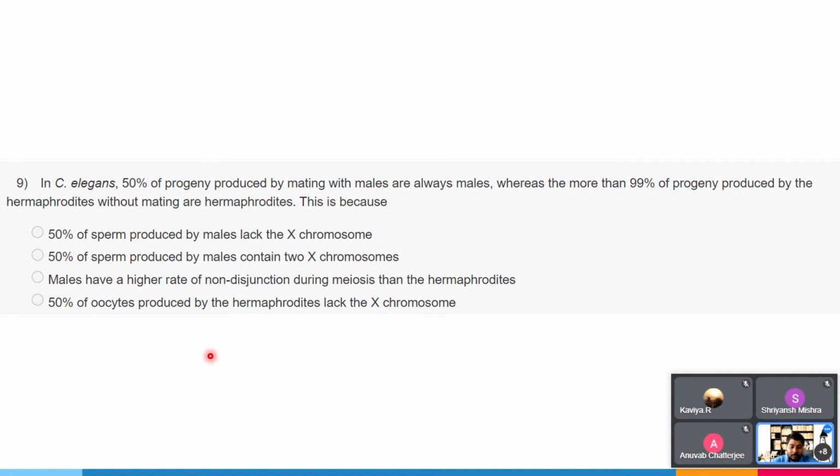So in C. elegans, 50% of the progeny produced by mating with males are always males, whereas more than 99% of the progeny produced by hermaphrodites without mating are hermaphrodites. This is because the four options are: 50% of the sperm produced by the males lack X chromosome, 50% of the sperm produced by males contain two X chromosomes, males have a higher rate of non-disjunction during meiosis than hermaphrodites, 50% of oocytes produced by hermaphrodites lack the X chromosome. So anyone wants to try and answer this?